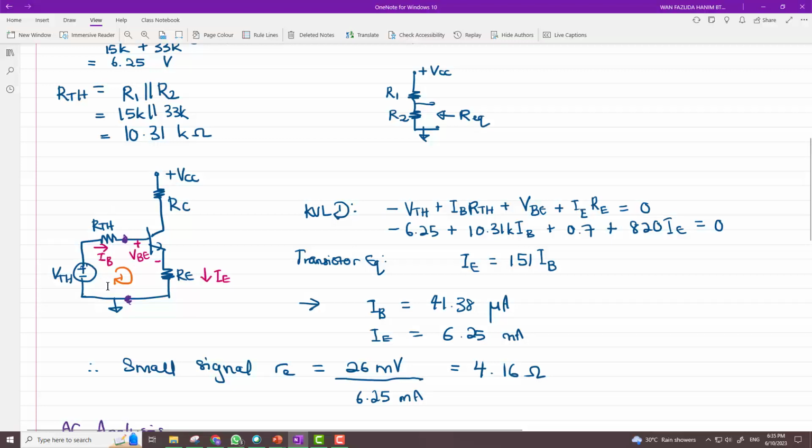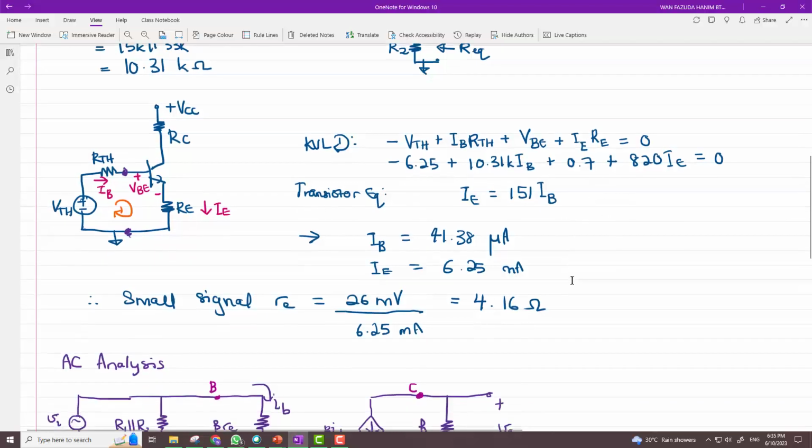Between these two points here, I've replaced it with a Thevenin equivalent circuit, and I do a KVL. When I do a KVL here, I get negative V Thevenin plus IB times R Thevenin plus VBE plus IE RE. So from that equation, I also need to use the transistor equation, which is IE equals beta plus 1 times IB. So beta plus 1 is 151, and from here I get my values. IB is 41.38 microamps and IE is 6.25 milliamps.